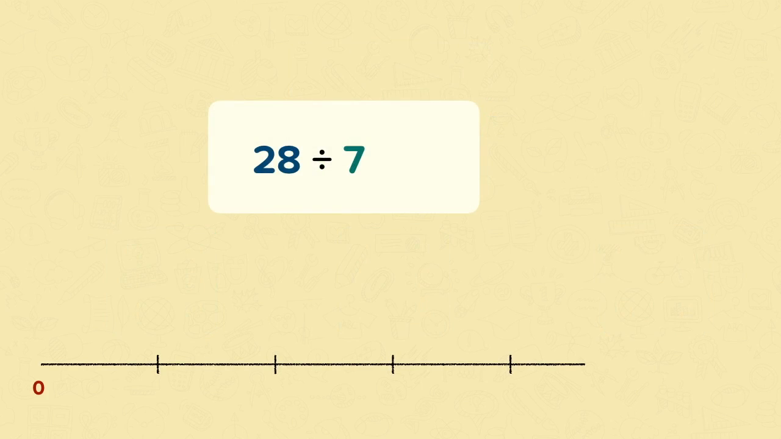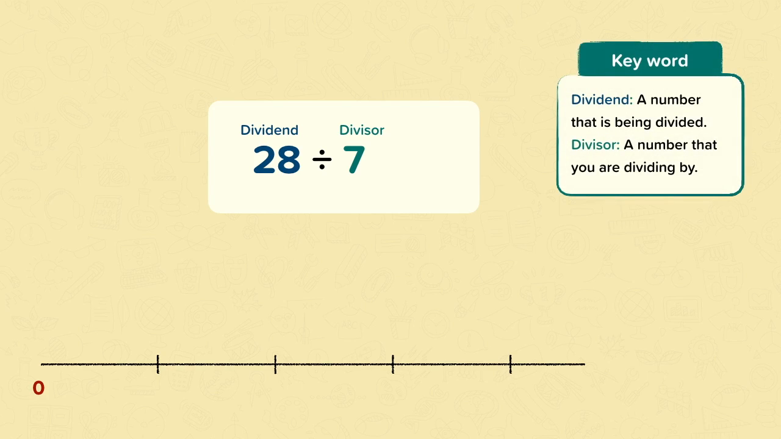So now let's have a look at how you can solve division calculations using a number line. So we've got 28 divided by 7 here. There are 2 key words that you should know: the dividend and the divisor. The dividend is a number that's being divided, and a divisor is a number that you are dividing by. So here the dividend is 28, and the number that we are dividing by, the divisor, is 7.